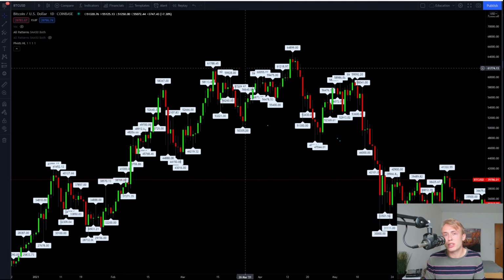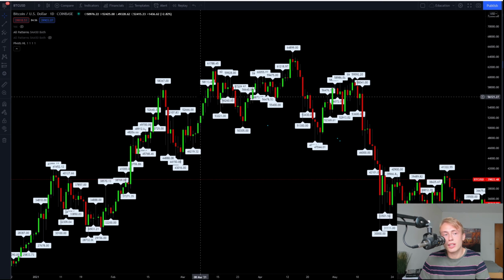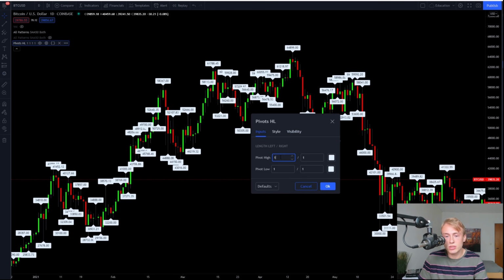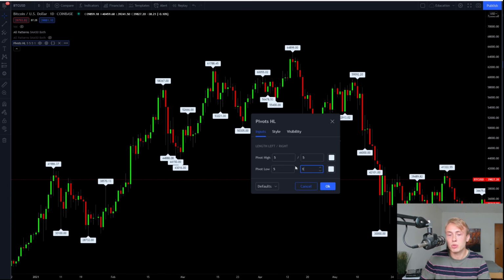But now to the question, how do we actually use pivot points? Well, one way to use pivot points in your trading strategy is to look for major pivot points and then base your support and resistance levels on these points. Right now we're only requiring one on either side, and this is a bit too noisy in my opinion. So we'll go to settings once again, and we can instead have 5 candles on either side. Then this will show the more major points here.